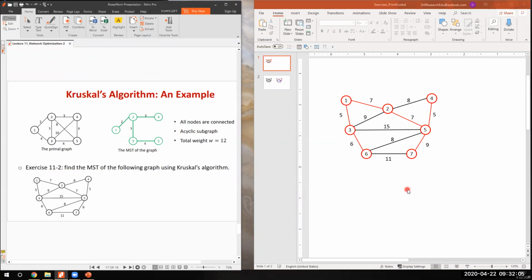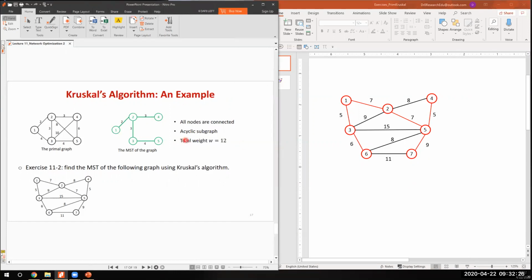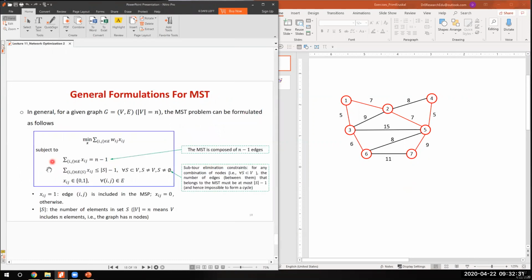Why? Think about this. Suppose you only have 2 nodes. How many edges would you have? You're gonna have 1 edge in the minimum spanning tree. Okay. Now, to add 1 more node, you're gonna create 1 more edge. See it? And that's the reason why the total number of edges included in the minimum spanning tree must be n minus 1, where n is the number of total nodes in the graph. And that's the reason why we have this constraint, that the summation of xij must be n minus 1.